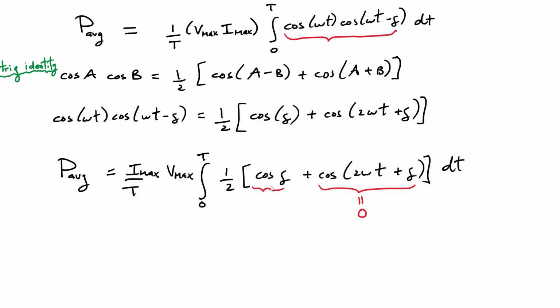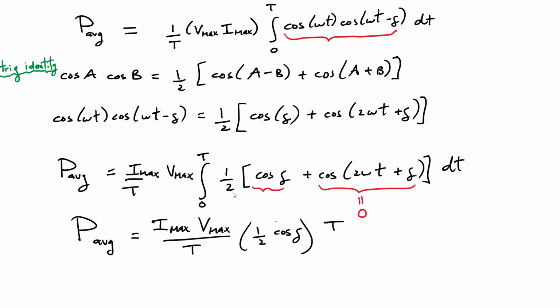The next term here, you simply have 1/2 multiplied by cos of delta. Well, that is simply a constant that you can take outside of the integral, and now what you're left with is you're simply integrating dt. So that ends up giving you the period. Now at the end, you can cancel out that period with the 1 in the definition for the average, so that simplifies your life quite a bit.